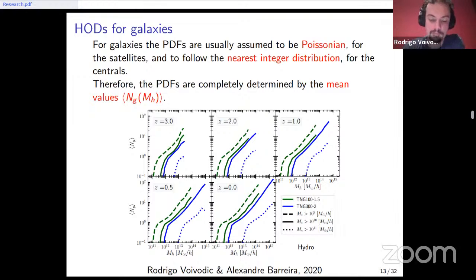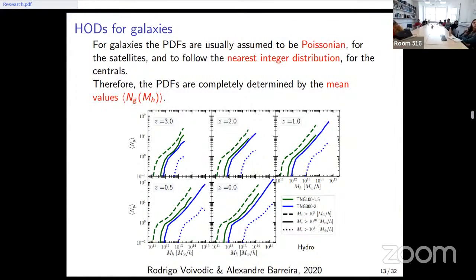Great, Rodrigo, another question. Can you explain again what you meant by nearest integer distribution? Yes, basically you have a PDF, which gives a number between 0 and 1, and you just generate a random number and see if this number is larger or smaller than the PDF. This number is 0 or 1. So basically we generate a number following the PDF, and if the number is larger than 0.5, it's 1, if it's smaller, it's 0.